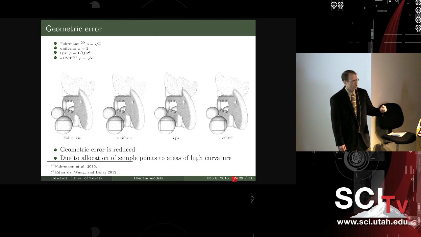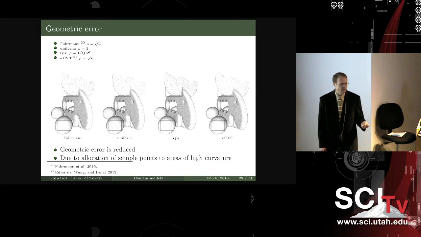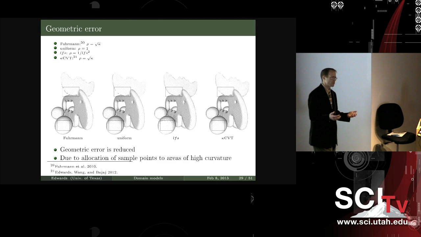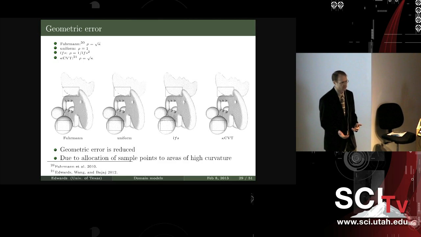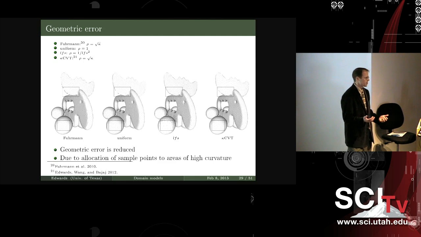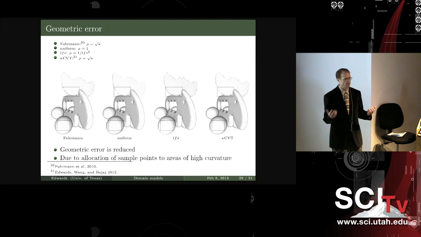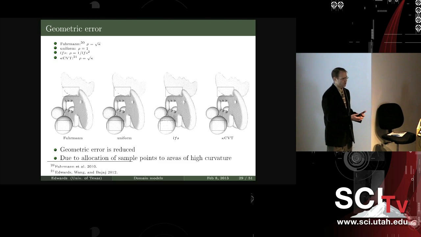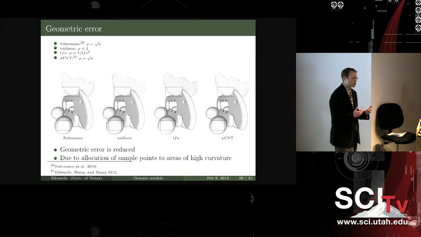Now, so we maintain manifoldness, and that was our goal. But what we didn't expect was we actually improved geometric accuracy. And that is because, since we use fewer of our allocated samples on these areas of low curvature, we're able to reallocate those samples to areas of high curvature and get better geometric accuracy.